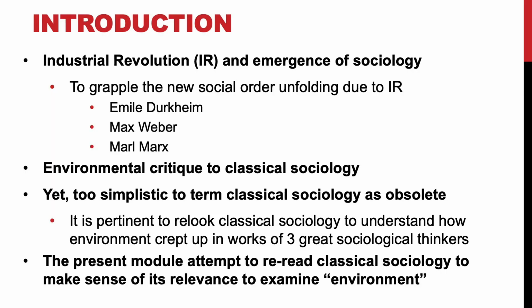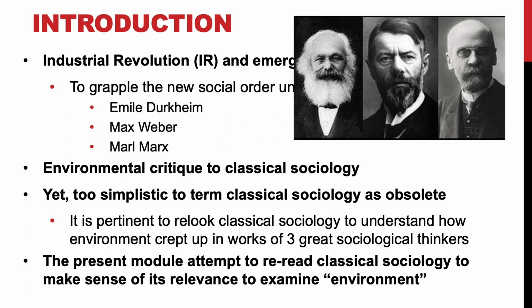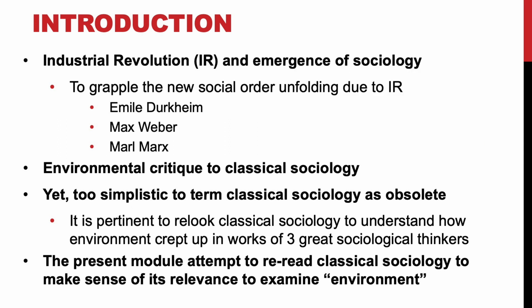As we have discussed in the previous classes, the discipline of sociology and the industrial revolution almost had their origin in the same historic period in Western Europe, and sociology as a discipline emerged to grapple with the changing conditions that were confronting Western society. The three most important sociologists, Emil Durkheim, Max Weber and Karl Marx, in their attempt to understand the social change that was taking place in Western society, have extensively dealt with the social transformation of their times. And environmental sociology, as we have discussed in the last two classes, has made a conscious criticism of classical sociology because of its aversion towards understanding environmental factors or ecological factors as a cause in producing social change.